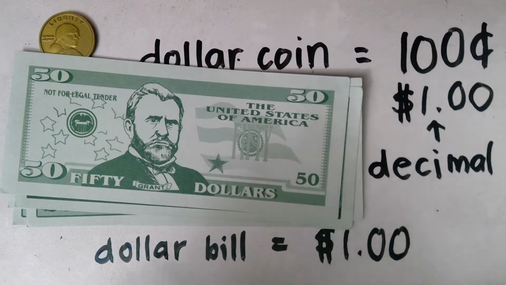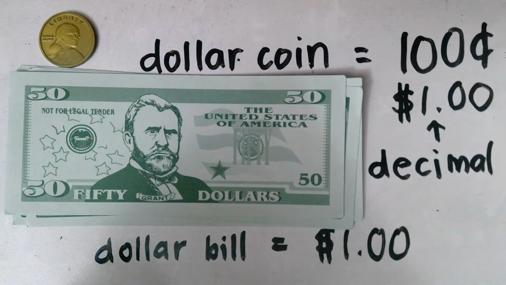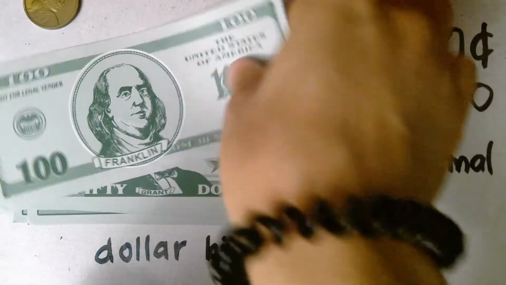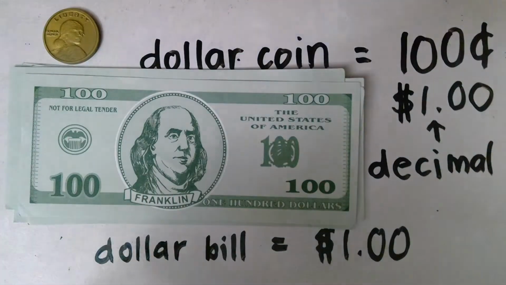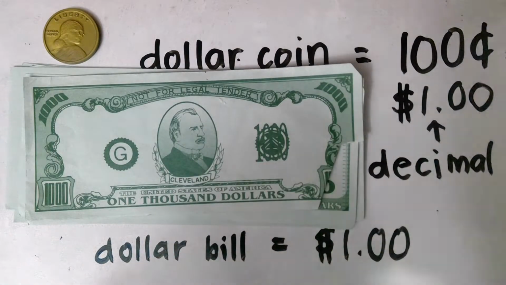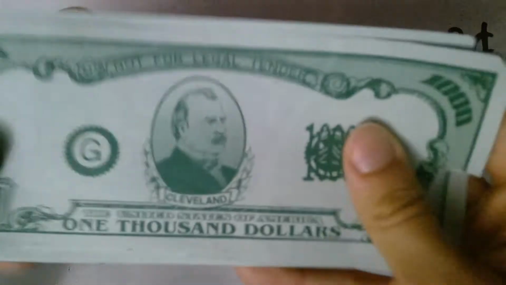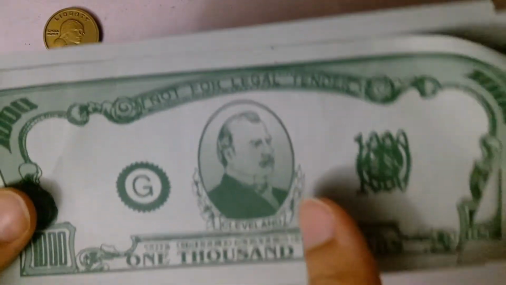And not all of the people on the bills were presidents. Some of them were just prominent or important people in American history, such as Ben Franklin. So that's a $100 bill. I even have $1,000, which is Grover Cleveland. And these are all fake bills. I wish they were real, but they're not. So these are what bills look like. And they always write the amount on it.